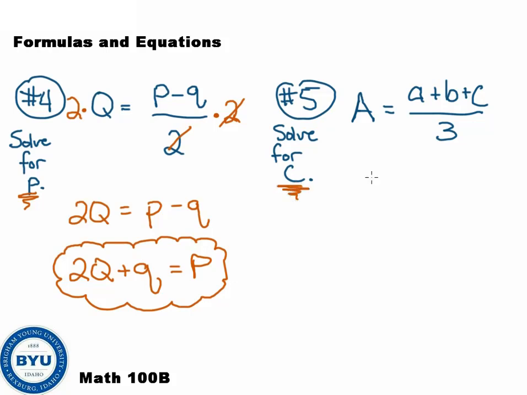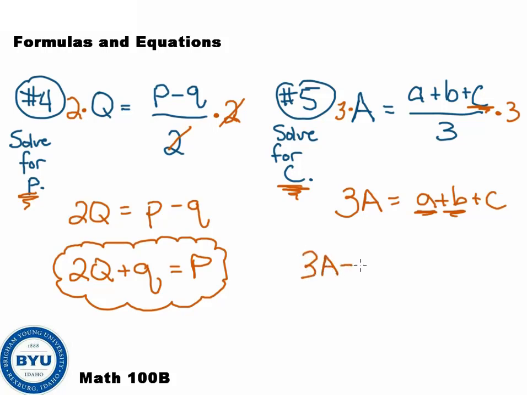Okay, on number 5, you have to solve for c. We need to get c by itself, so we got to undo this fraction, undo the divide by 3. The opposite of divide by 3, of course, is multiply by 3. So we get 3a equals a plus b plus c. We then need to get the a and the b over to the other side. So we subtract, and we get 3 big A minus little a minus b equals c.